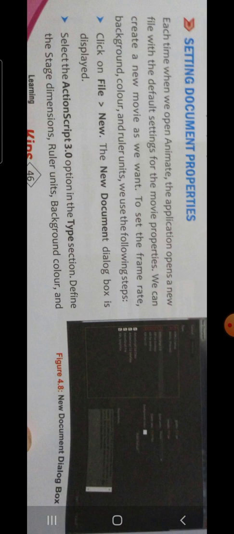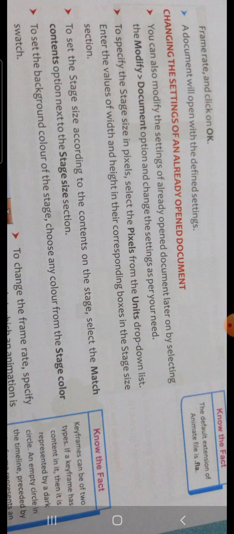We use the following steps. Click on File, New, and the New Document dialog box is displayed. Select the ActionScript 3.0 option in the type section. Define the stage dimensions. That is, we can also alter the dimensions of the stage. By default it is 550 by 400 pixels, but we can alter it. Set ruler units, background color, and frame rate, and click on OK. A document will open with the defined settings.